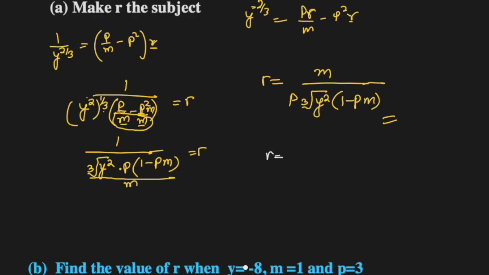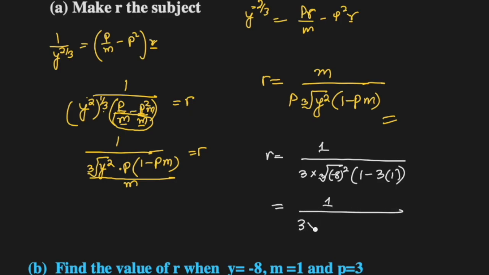So R in this case will be y is negative 8, so m is how much? 1, and p is 3 multiplied by cube root of negative 8 square, 1 minus p is 3, m is 1. Okay, what will that be? 1 over 3 times negative 8 square will be 64, and 64 cube root is 4. 1 minus 3 is negative 2. Everything is simplified. Alright, so the final answer should be 1 over 3 times 4 is 12, minus 24. No need to write minus with the denominator, write it here somewhere. Negative 1 over 24 is the answer.